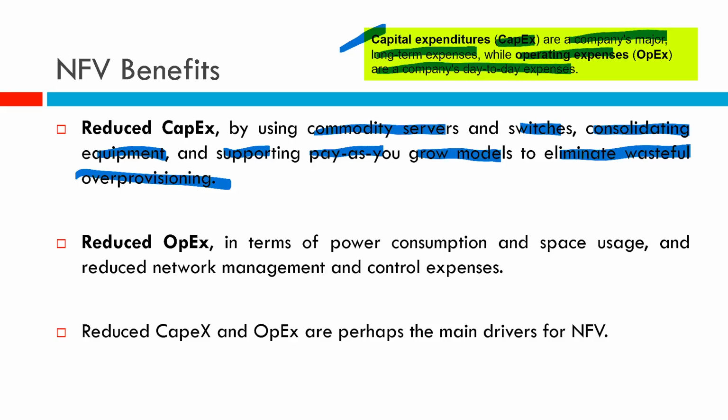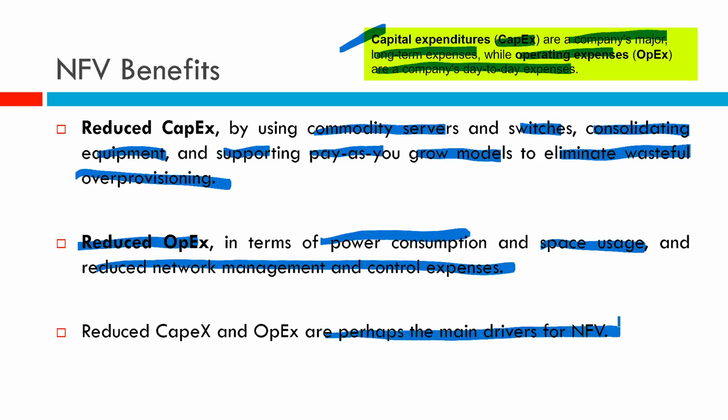And that can be used anywhere. And also operational cost, in terms of power consumption and space usage and reduced network management control expenses, these reduce the daily operational expenses, and that is very interesting. Also, reduced capex and opex are perhaps the main drivers for NFV. So this is the important point, why we use it. And there are also other functionalities we can incorporate into the NFV.